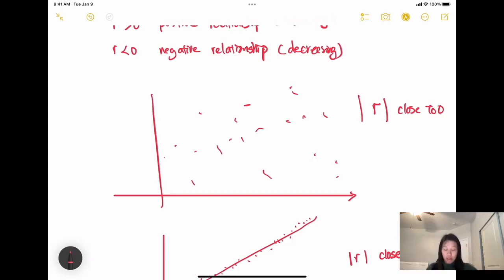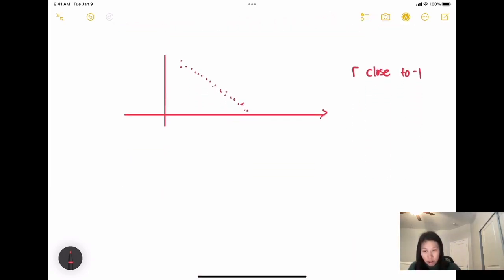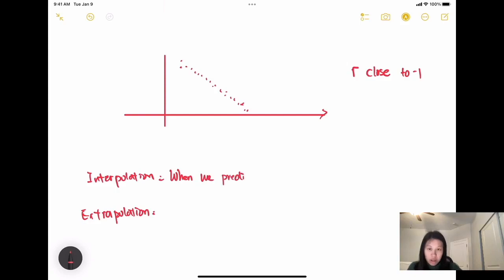Here I'm going to introduce another concept. It's called interpolation and extrapolation. So what is interpolation? Interpolation is when we predict a value inside the domain and the range of the data.